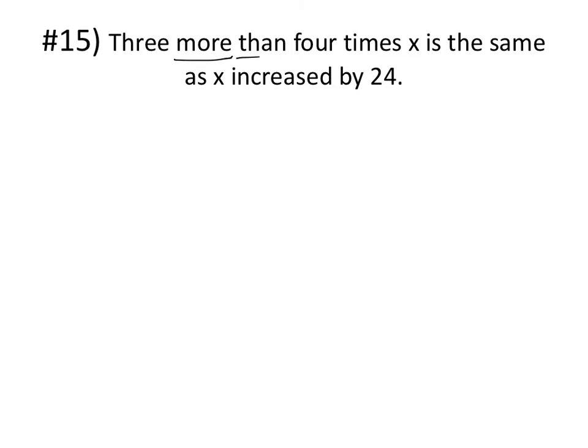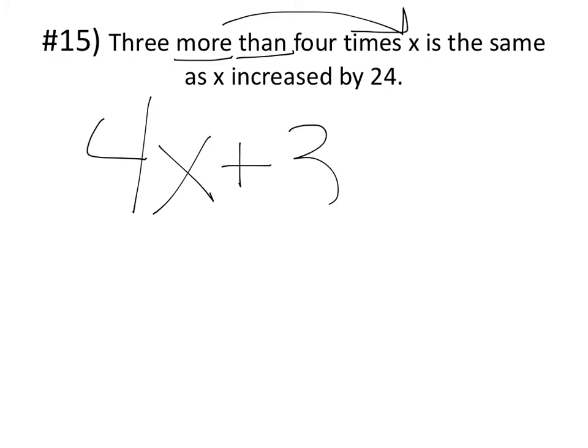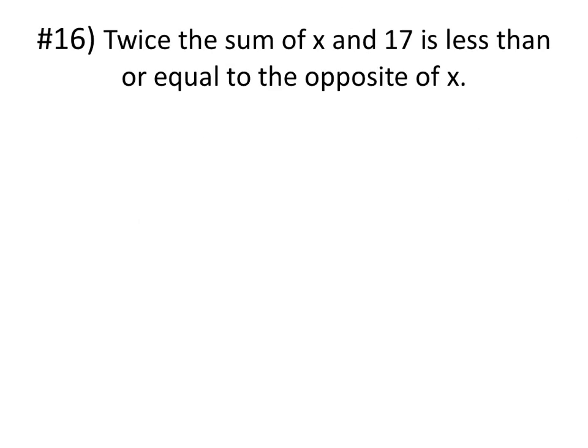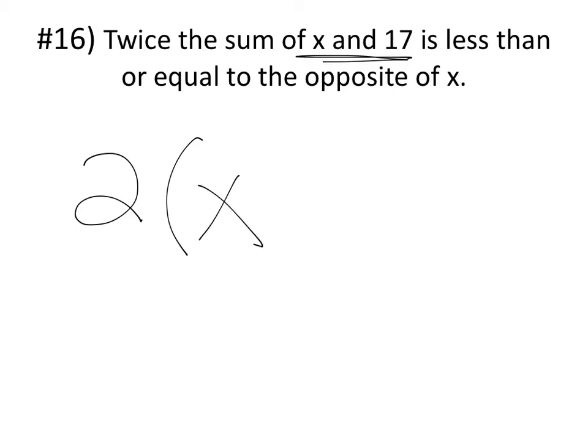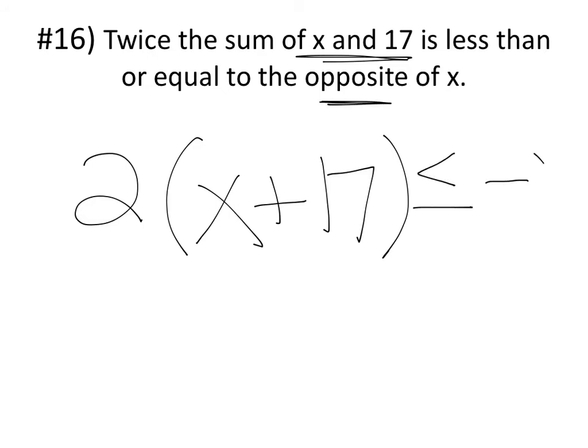3 more than, so draw our arrow, we're going to put that towards the end. 4 times x, which is 4x. So we've got plus 3, because remember more than, is the same as x increased by 24. Okay? Twice the sum, so 2 times the sum of x and 17, x plus 17, is less than or equal to the opposite of x. The opposite of x is just negative x.